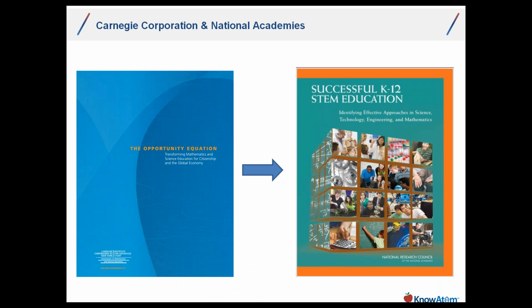So the Next Generation Science Standards started really in the early 2000s, and even you might say a little bit before that, with a report that was published by the Carnegie Corporation. And so the Carnegie Corporation's report, I believe it was around 2004, was sort of the culminating report, which was called the Opportunity Equation.